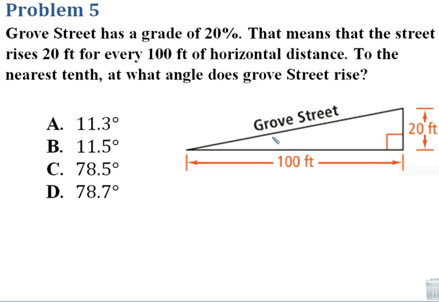Okay, so we want to figure out this angle of elevation, this rising angle here. Again, when we have two side lengths and we want to solve for an angle, that's trigonometry. We're talking about the opposite side we're given and the adjacent side. Opposite and adjacent, that's my tangent ratio. So I can set up that tangent of x is equal to opposite 20 over adjacent 100.